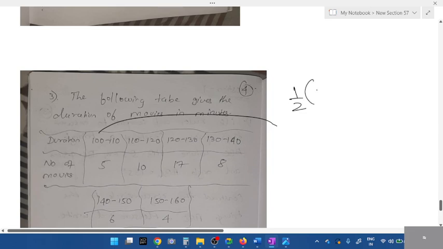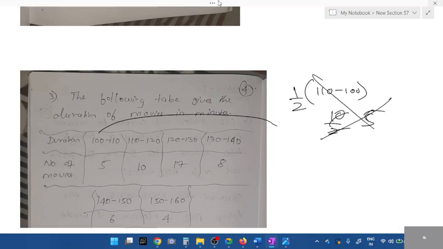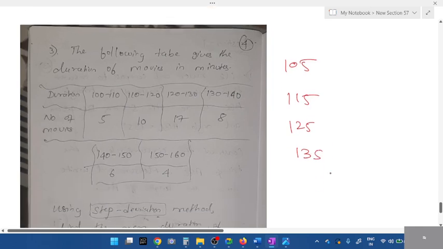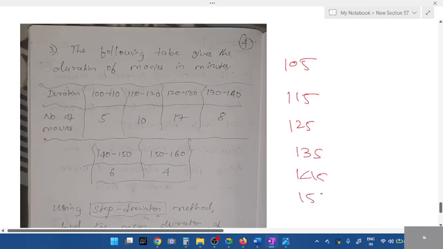Half into 110 minus 100. How much is 110 minus 100? 10 divided by 2 is 5. You can do this calculation. If not, those who are good with numbers, what lies between 100 and 110, students? 105. Calculate 105, 115, 125, 135, 145, 150. And the values are 5, 10, 17, 8, 6, and 4.